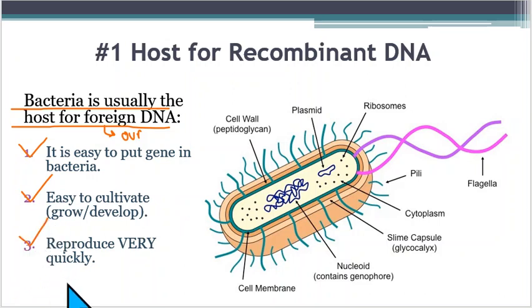They reproduce very quickly. So every time this bacteria reproduces, just like the cell cycle we learned about, the DNA is synthesized and then the cell divides. Remember, at some point the DNA is synthesized in the S phase, right? The S phase is where DNA replication happens. And then mitosis happens. And after mitosis, you have two new cells. And each new cell will have the gene that you inserted.